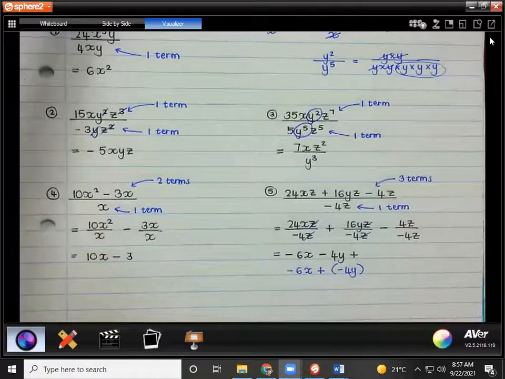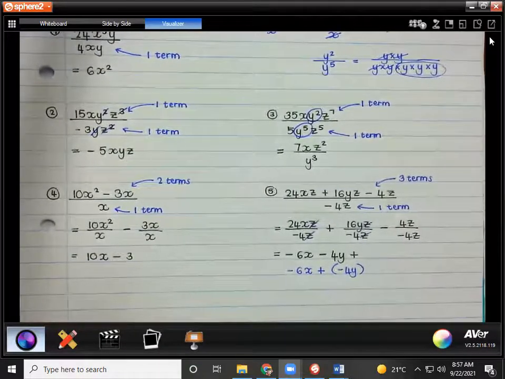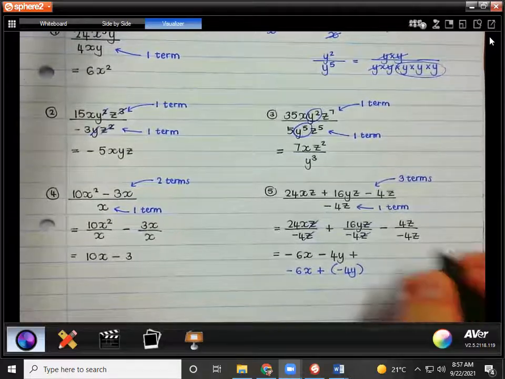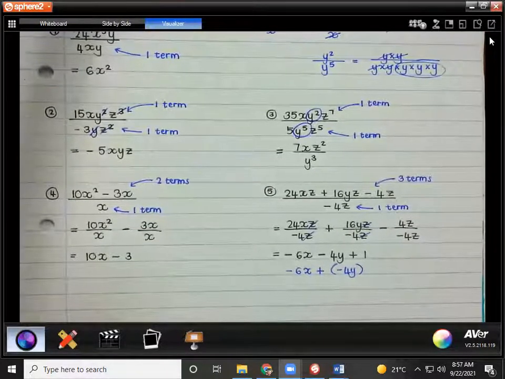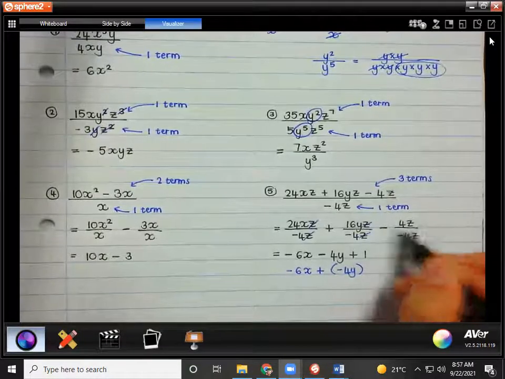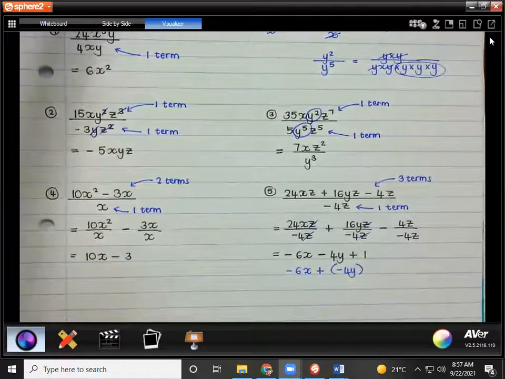What's 4 divided by 4? 1. And what's z divided by z? Also 1. So what is this? 1. Anything divided by itself is 1, right? And you can actually say that this is 4z divided by 4z. So the answer there is 1.